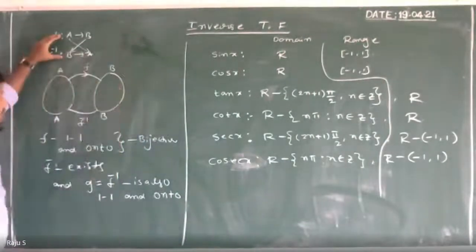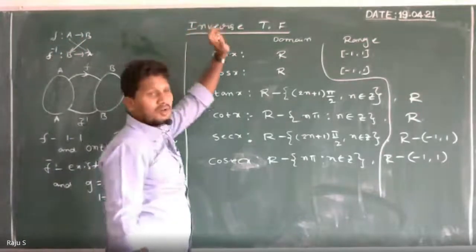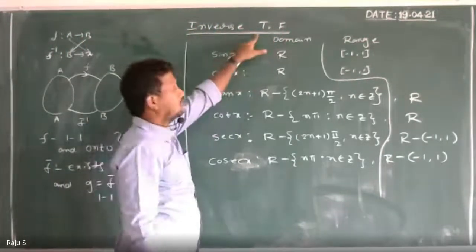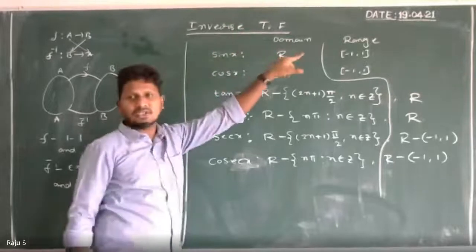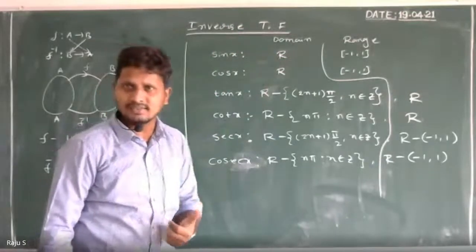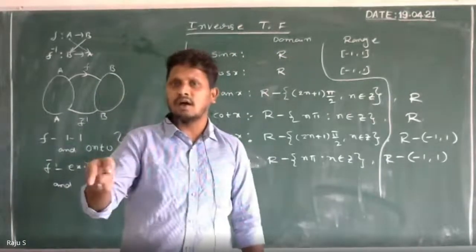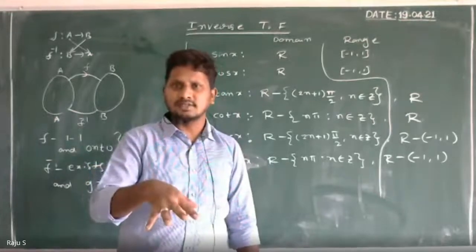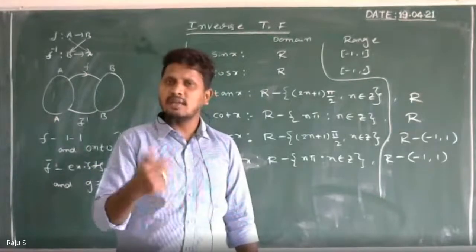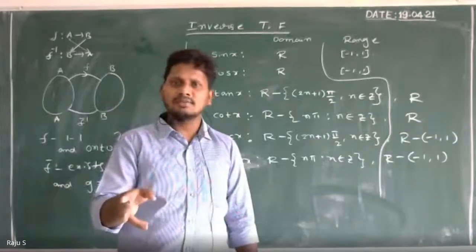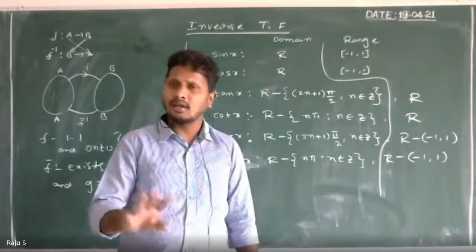First, for the inverse of a function to exist, I'm not discussing trigonometric functions yet. Generally, the inverse of a function exists when the given function is one-one and onto. Then the inverse exists. This inverse is also one-one and onto. Yes, every inverse function is always one-one and onto.